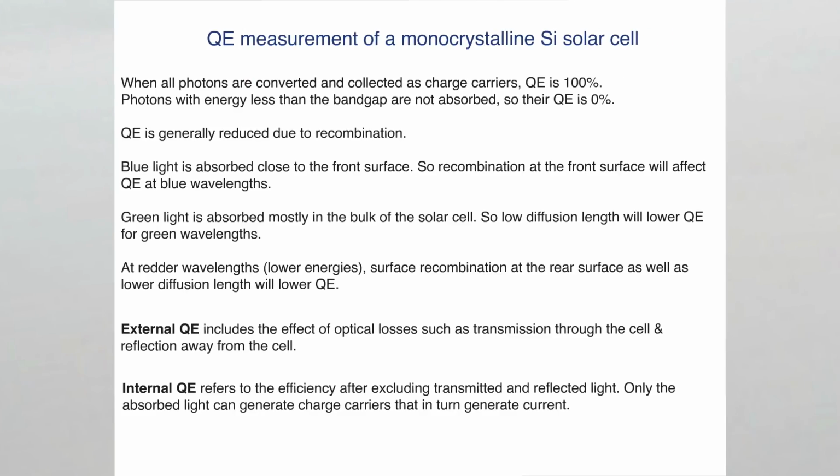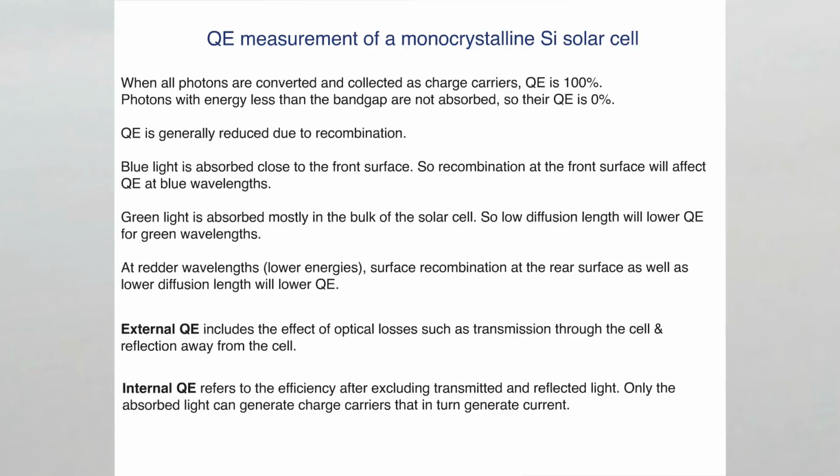Now, to measure this, you can measure with the reference cell. So let's just go through it quickly. When all photons are converted and collected as charge carriers, the quantum efficiency is 100%. Photons with energy less than the band gap are not absorbed, so their quantum efficiency is 0%. QE is generally reduced due to recombination.